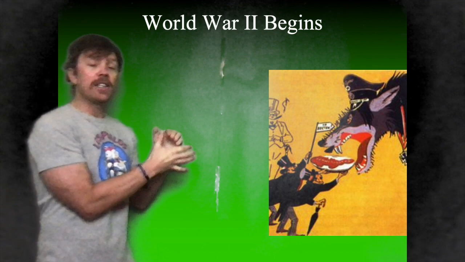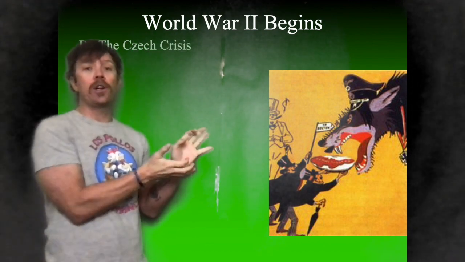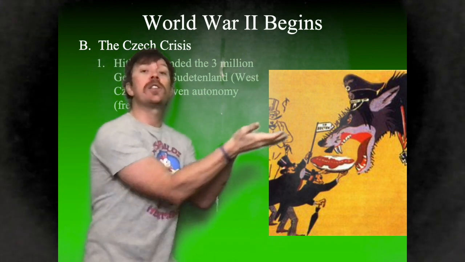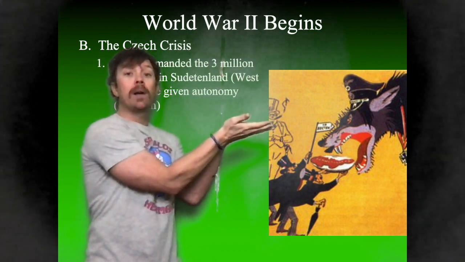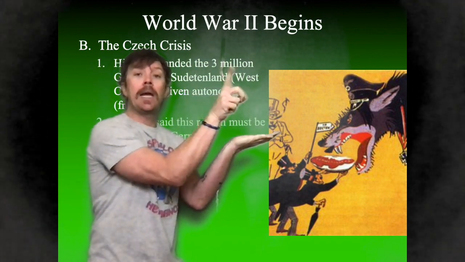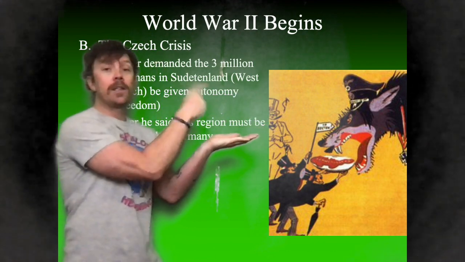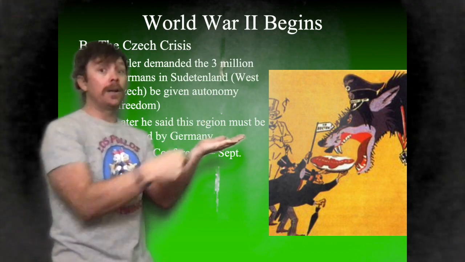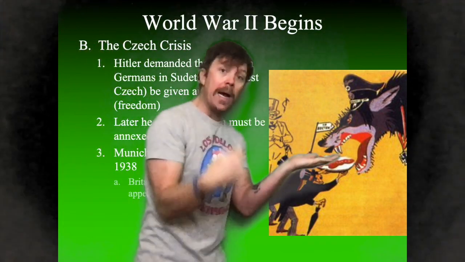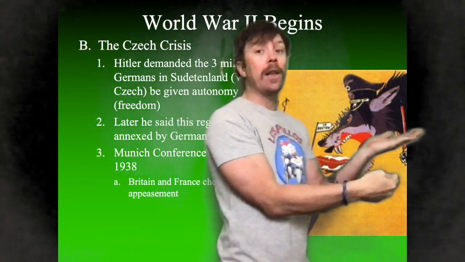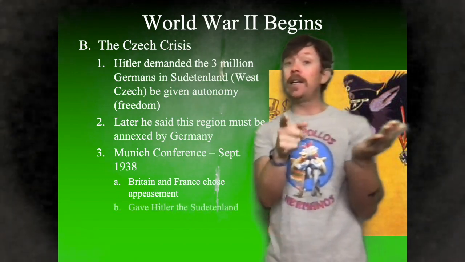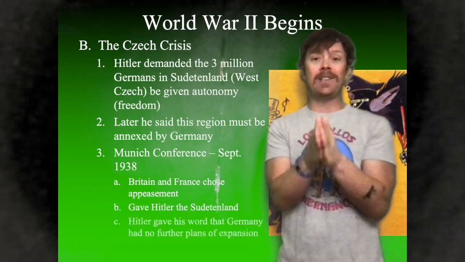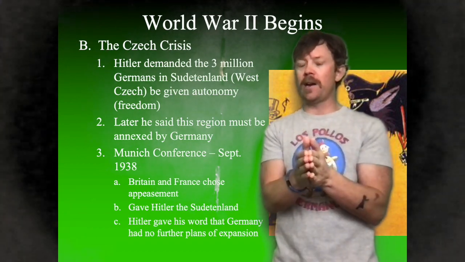And what we have here is a political cartoon published in a British newspaper in which Neville Chamberlain and the Western democracies are serving up on a plate a piece of raw meat labeled Czechoslovakia to the big bad Nazi wolf. So Hitler is now chipping away at the Treaty of Versailles, and this is going to lead to the eventual outbreak of World War II when the Germans invade Poland in 1939.